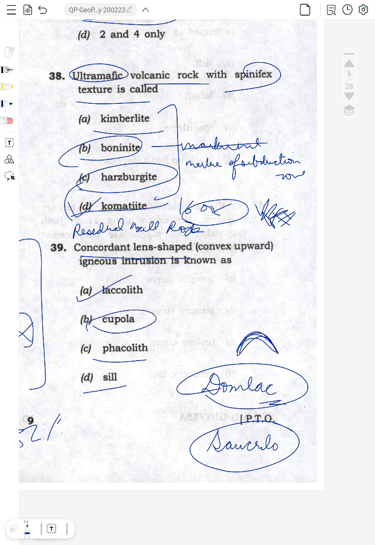So cupola is a smaller dome, and it is something that is formed on the top of a large intrusive body like granitic plutons, and it's a part of a larger intrusion. It's not like a laccolith. Phacolith is an igneous intrusion that is formed along the crest of a fold, anticline, syncline, etc. Sill we know is a tabular body that is very parallel to our bedding planes.